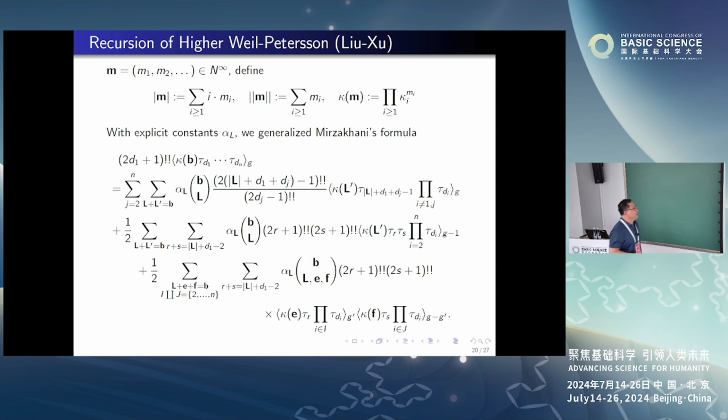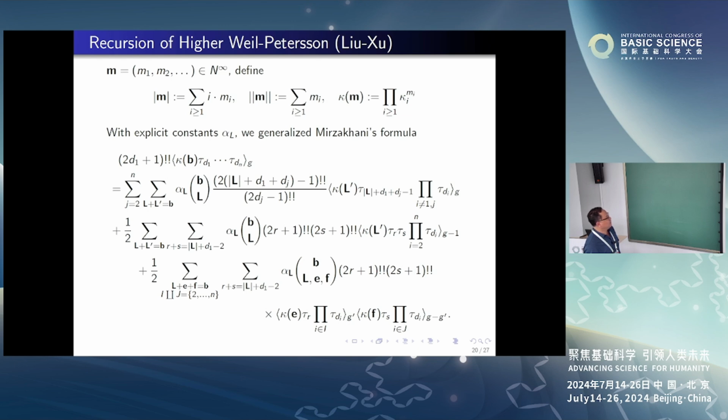Now, recursion of higher weighted Weil-Petersson volumes, that's what we did for the ordinary moduli space. We did this a few years ago, and it was crucially used in Jian Zhou's work, as he talked about yesterday. And here is the formula. We consider a sequence of non-negative integers m. We consider the notations: the norm for this vector is the weighted sum of i times m_i, and the double norm is given by the summation of the m_i, and the kappa class notation is kappa^m, the product of kappa_i to the m_i, a characteristic class. We then derive the following recursion formula, which generalizes Mirzakhani's formula.